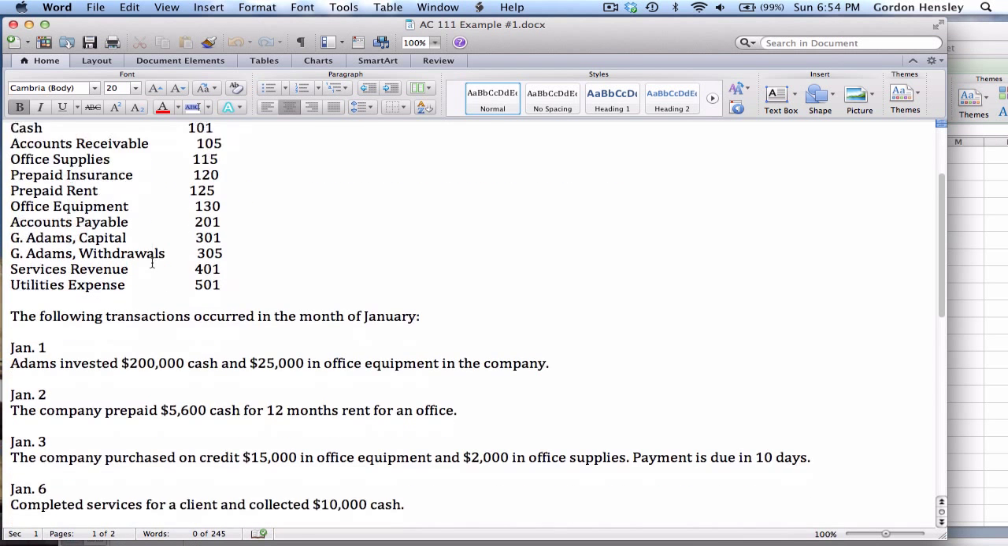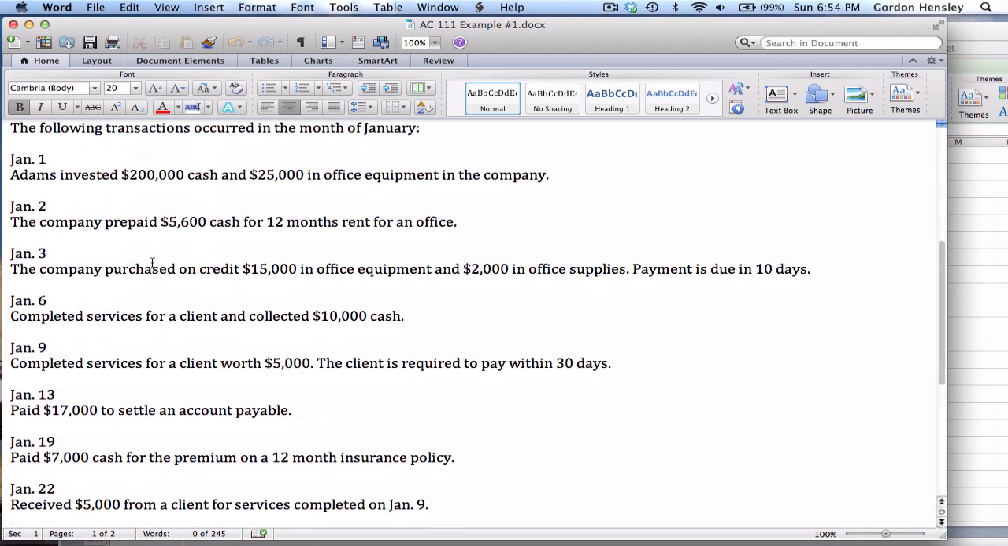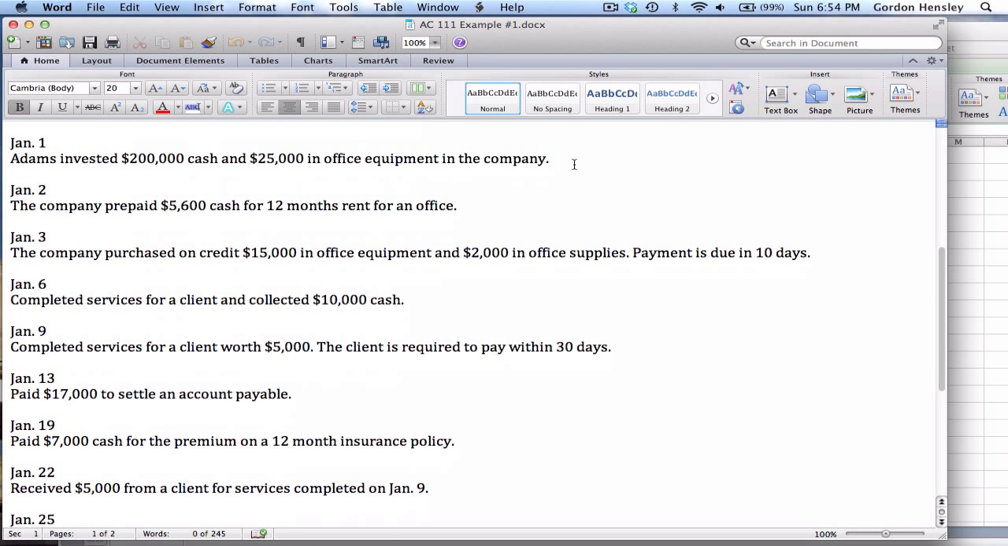So let's look at the very first transaction. It occurred on January the 1st, and it says that Adams invested $200,000 cash and $25,000 in office equipment in the company. So that's the initial investment made by the owner. Now, when you first start doing journal entries, it may be a little confusing, but remember, we talked about in our lecture the debits and credits and the account behavior. And the more practice you have with journal entries, the easier they are to do.